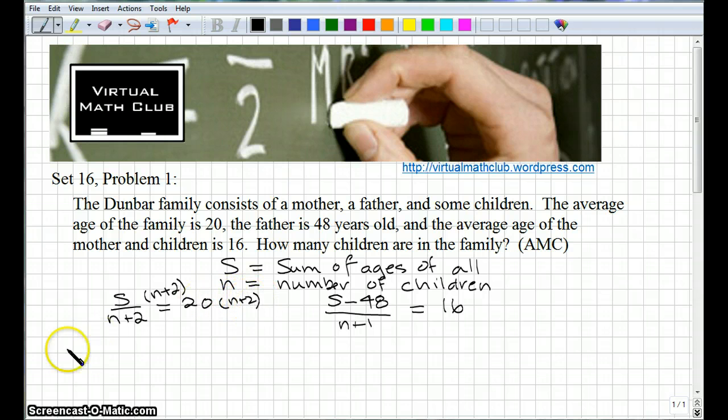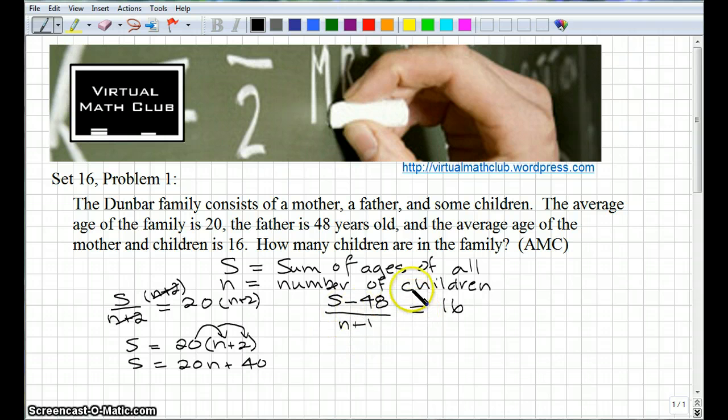Right? So n plus 2 over n plus 2 will just give me 1. So I end up with s is equal to 20 times n plus 2. And I can distribute the 20, and I'll get 20n plus 40. Alright, so that's a little easier to work with.